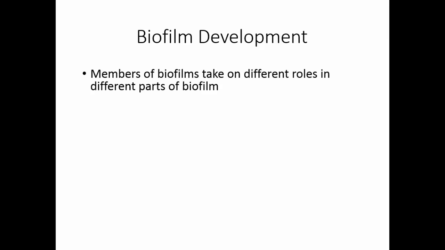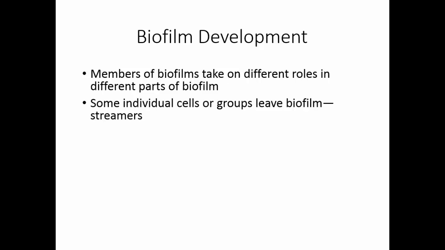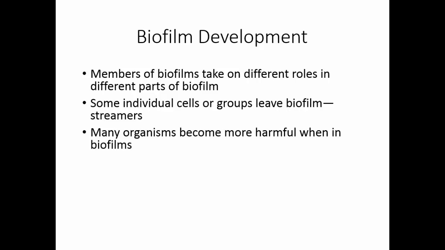The members of biofilms take on different roles in different parts of the biofilm. Some individual cells or groups of cells are capable of leaving the biofilm. These are called streamers. Many organisms become more harmful when they're in biofilms because they start secreting toxins that they were unable to secrete before.